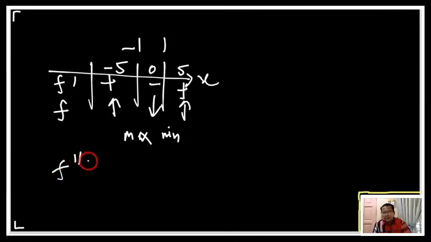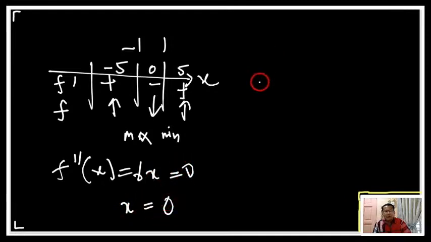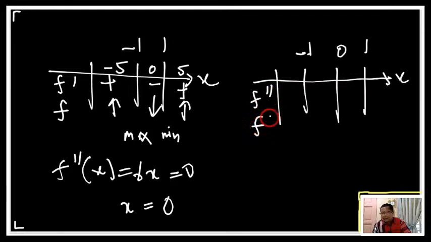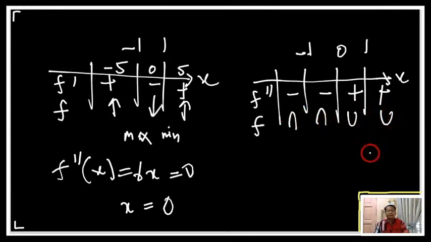So f double prime x is equal to 6x. If this is equal to 0, you have x equal to 0. So if you do the table, for x you have minus 1, 0, and 1. For f double prime, you have minus, minus, plus, plus. For f, you have down, down, up, up. So it is changing. So here is the inflection point.